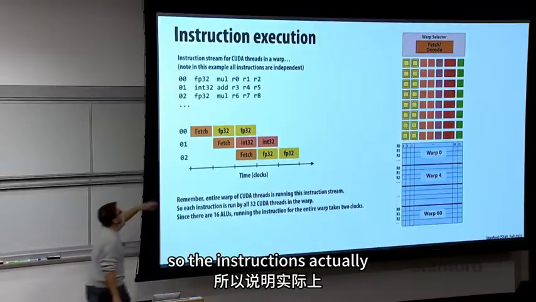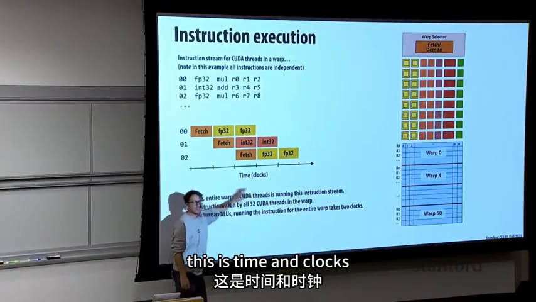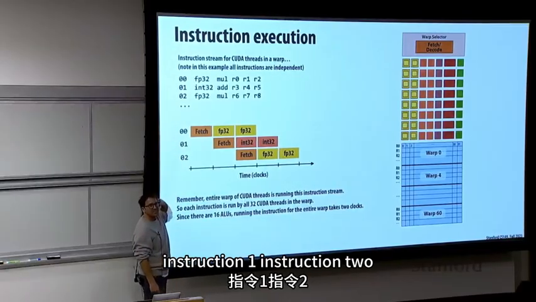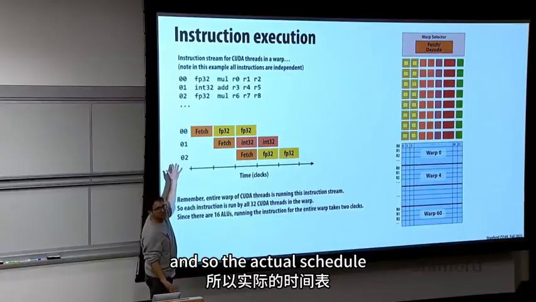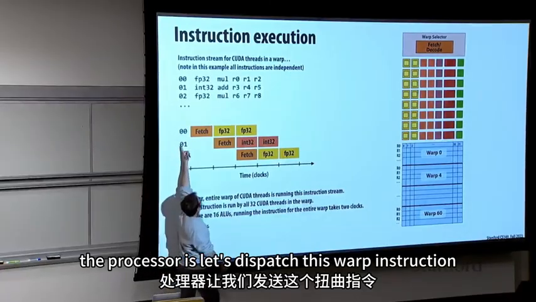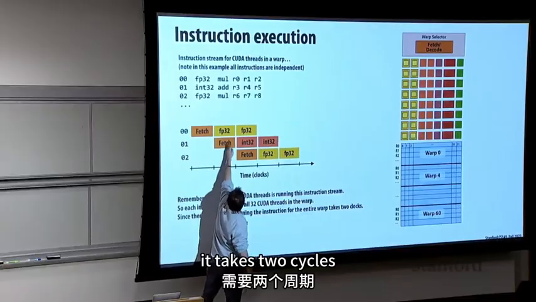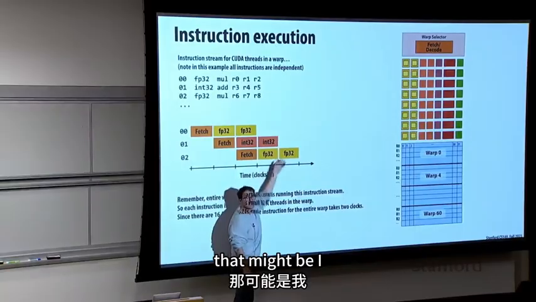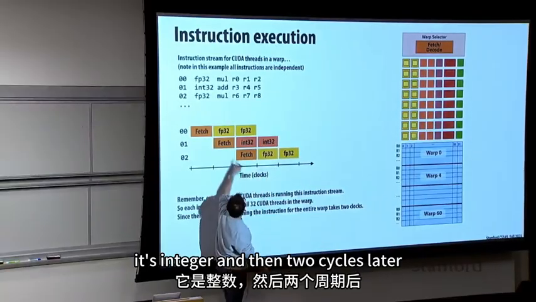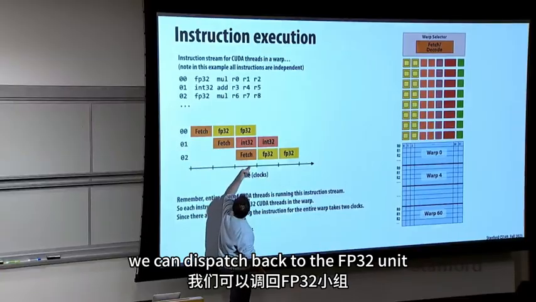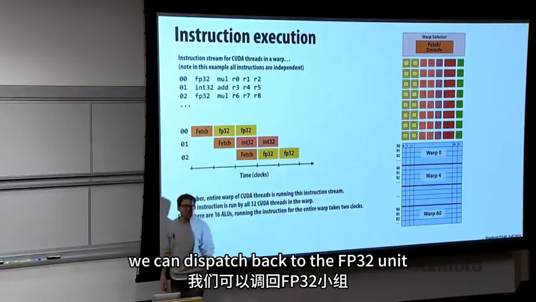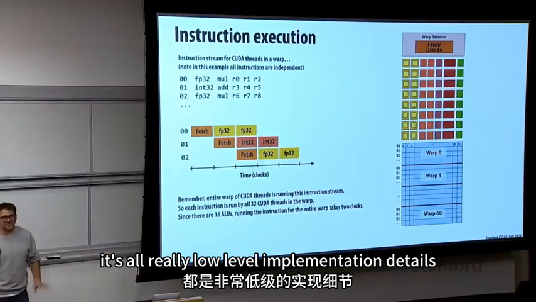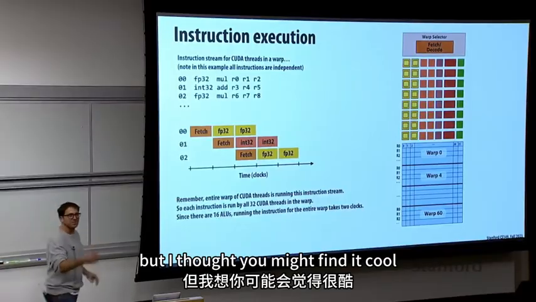So the instructions actually look a little bit like this. This is time and clocks. This is like instruction 0, instruction 1, instruction 2. And so the actual schedule of the processor is, let's dispatch this warp instruction. It takes 2 cycles. Let's dispatch the next warp instruction that might be I++ on all the threads. It's integer. And then 2 cycles later, we can dispatch back to the FP32 unit and stuff like that. This is all really low-level implementation details. It doesn't matter to the course, but I thought you might find it cool.